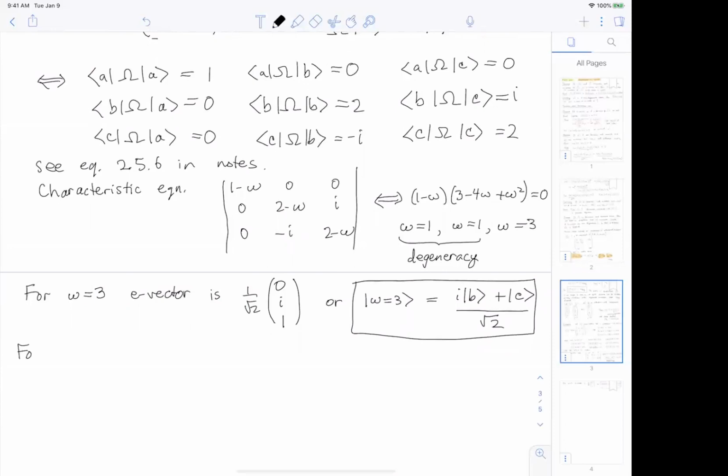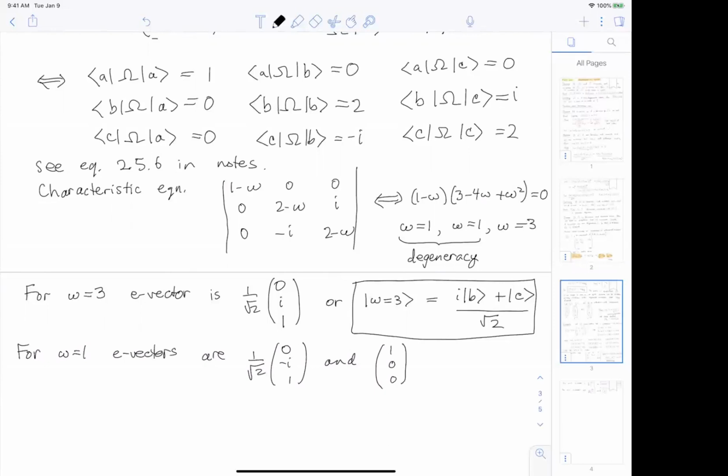For omega equals 1, there are two eigenvectors because there are two eigenvalues. They are 1 over root 2, 0, minus I, 1. And the easy one actually is just 1, 0, 0.